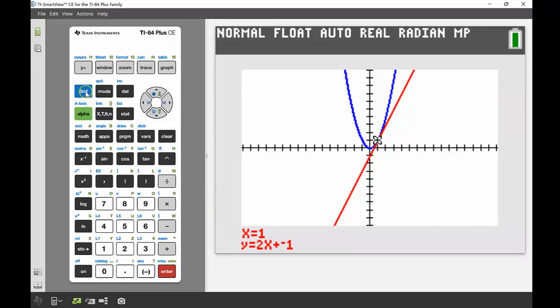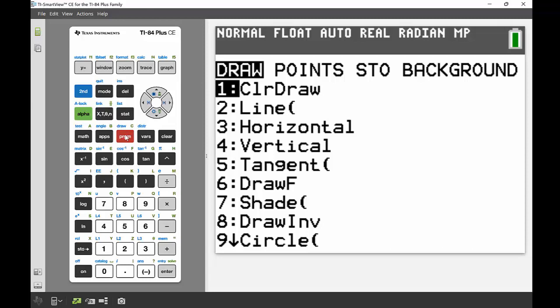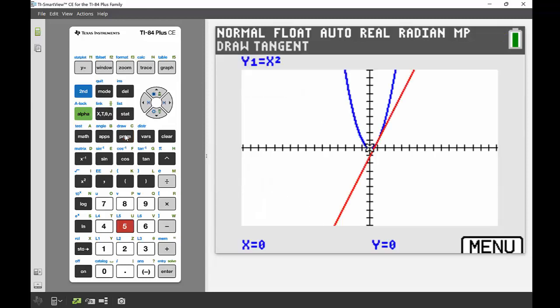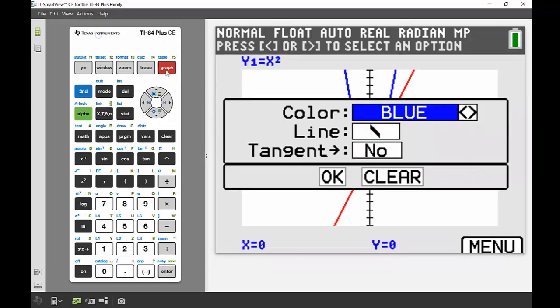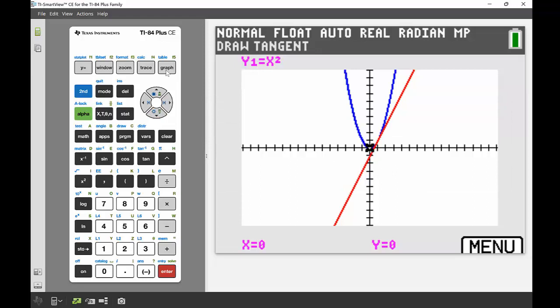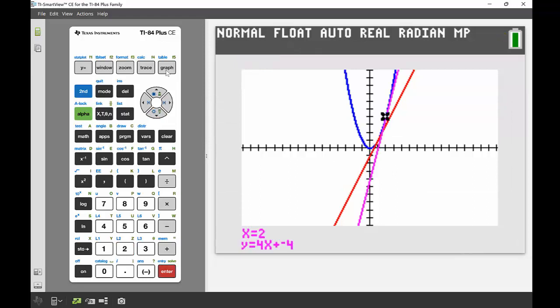I'm going to go through and do the next two. So again, back into that draw menu, down to number 5. Again, I'm going to use the menu and change the color. I'm going to store that into my Y3 now. Press OK. That's at x equals 2. So there you go, there's the next one. And then I'm going to do the third one.